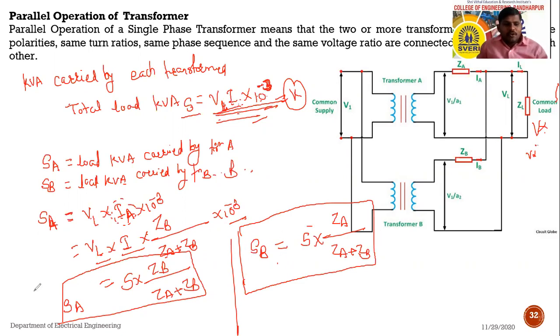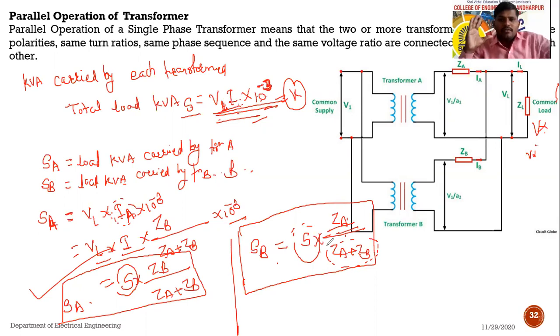Again, the conclusion here: the load carried by transformer A is equal to the total load kVA on the transformers, into the impedance of the opposite transformer, the one it operates in parallel with, divided by the sum of the impedance of both transformers. Similarly, SB is equal to the total load kVA into the impedance of the opposite transformer divided by the sum of the impedance of both transformers. SA is the load carried by transformer A, SB is the load kVA carried by transformer B, and S is the total kVA load on both transformers.